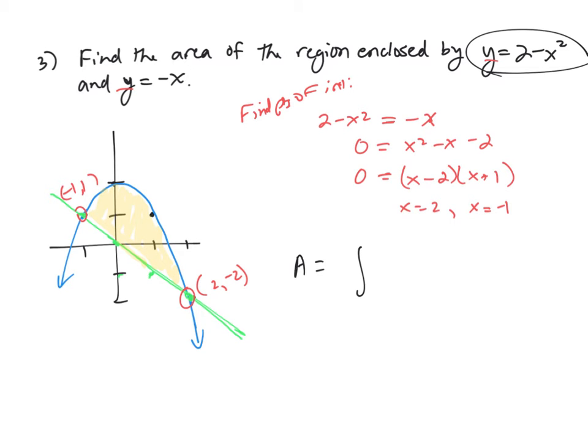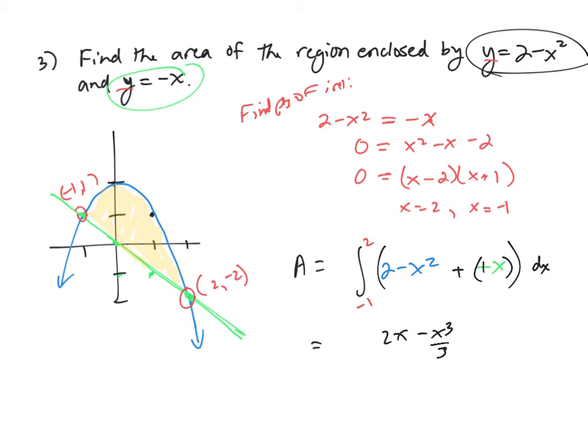Those are the limits that I just came up with. And like I said, top curve is my parabola, 2 minus x squared. Bottom curve is the -x. And I'm subtracting, it's f of x, top curve, minus g of x, my bottom curve. So I actually have a minus a negative, which is going to end up being plus a positive.